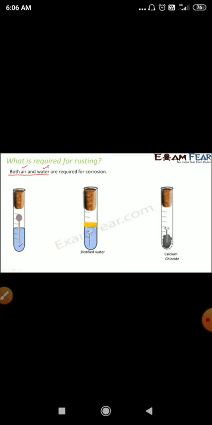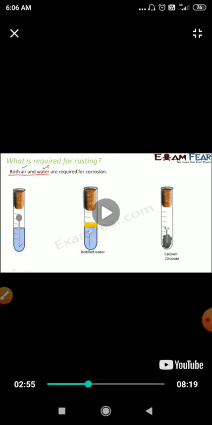Now you are clear about how rusting happens, isn't it? Next, the disadvantages of rusting. So, what are all the disadvantages? Metal becomes brittle and weak. The particles of iron become very weak when rusting happens. And it destroys the appearance and shine of the metal. It totally destroys the appearance and shine of metals.